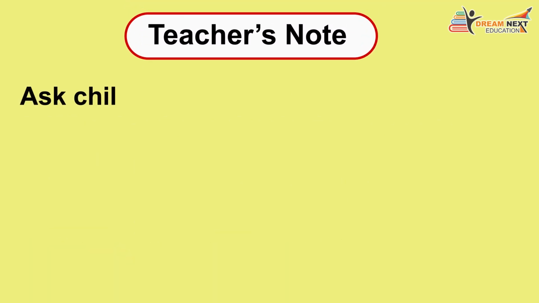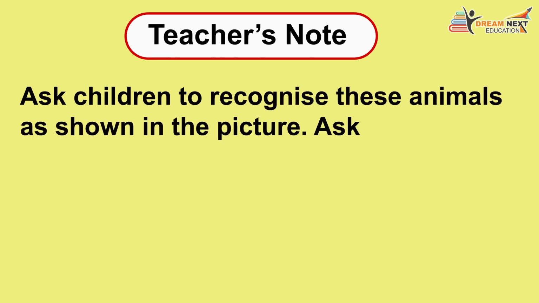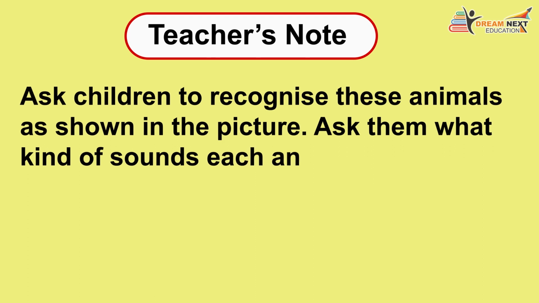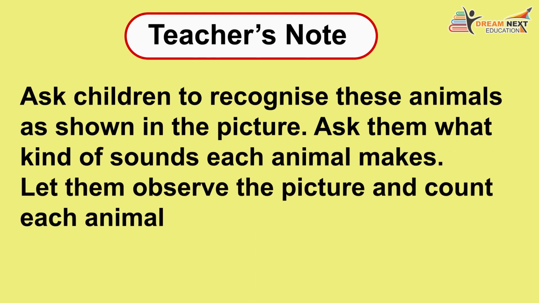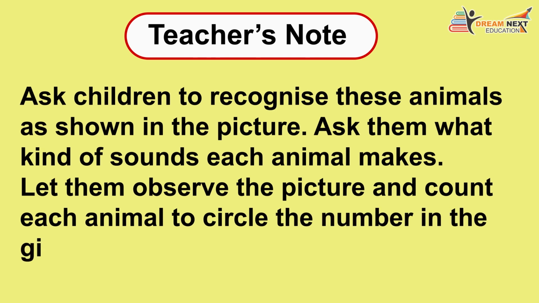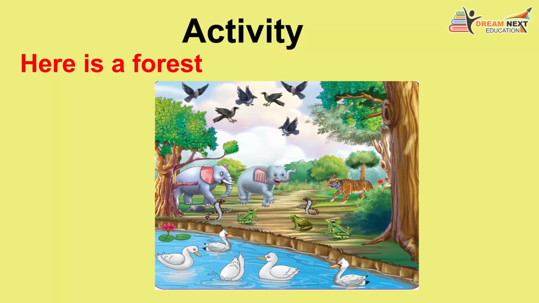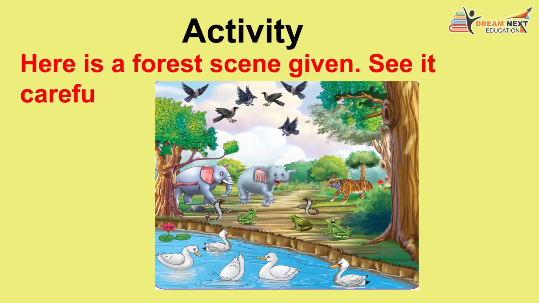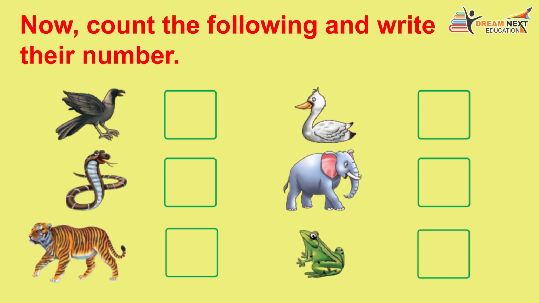Teachers note. Ask children to recognize these animals as shown in the picture. Ask them what kind of sounds each animal makes. Let them observe the picture and count each animal to circle the number in the given box. Activity. Here is a forest scene given. See it carefully. Now count the following and write their number.